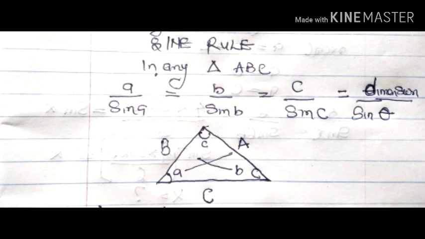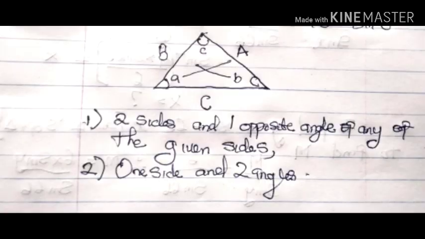Now, the sine rule can be used in two cases of the triangle: where one, there are two sides and one opposite angle of any of the given sides. Secondly, there could be one side and two angles. Now let's quickly see this question.